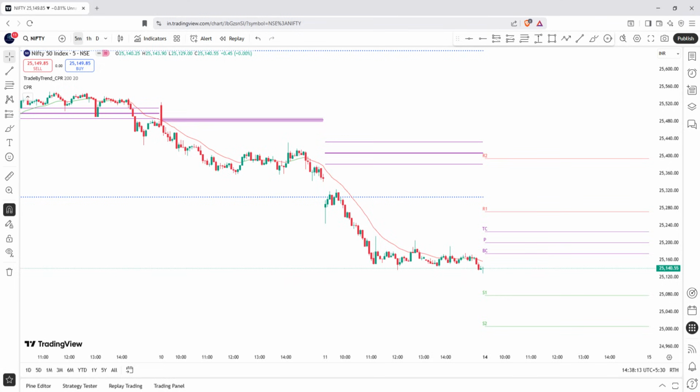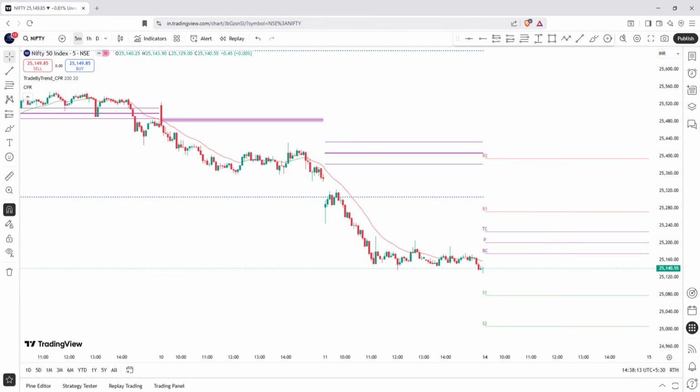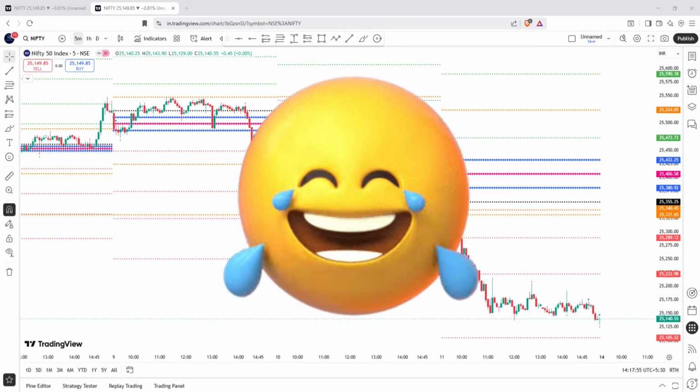Hey, are you still confused about which CPR indicator to use on TradingView for both today and tomorrow? Be honest. Have you ever added an indicator and your chart ended up looking like this? Too many lines everywhere. S1, S2, R1, R2, mid CPR, and so on. Don't worry. I have faced the same thing too.